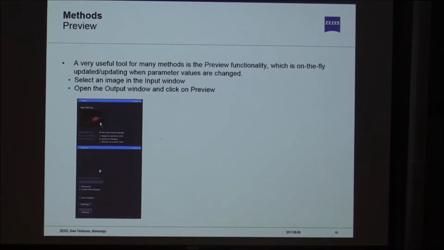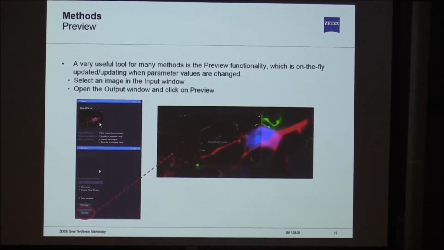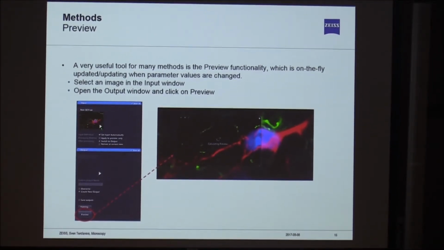Now we go over to the processing functions. And one very interesting possibility with the processing functions is this preview tab. When in Zen you go to the processing tab, you have to choose an input image. Below the input image, there is always also an output image. When you open this window of the output, you see a button preview. As soon as you click this preview button, you get a window overlaying your original image. And it actually shows you what the result is from the processing step that you're applying.